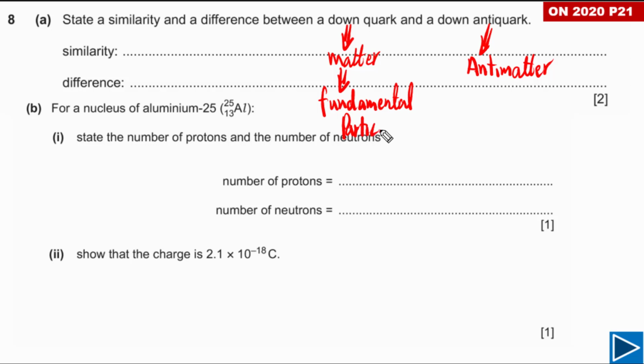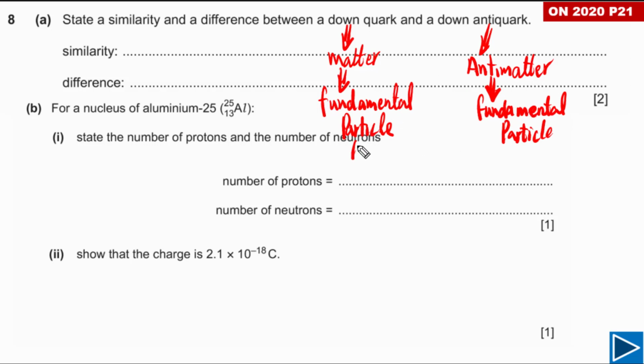Any type of quark is a fundamental particle. The down anti-quark is also a fundamental particle, meaning this one cannot be divided into smaller particles. So this is the similarity between these two, and the matter and antimatter point is the difference.